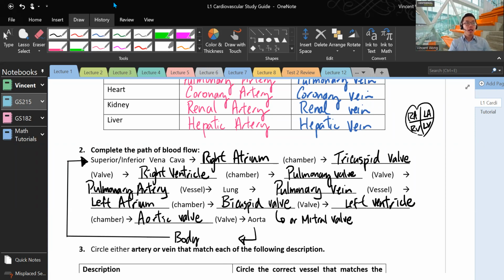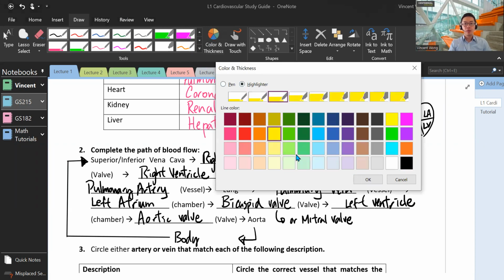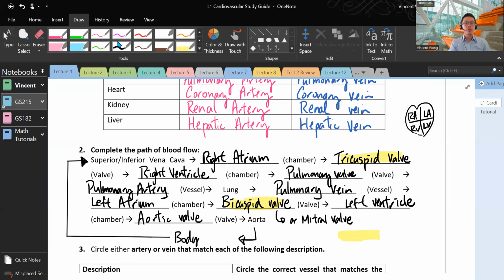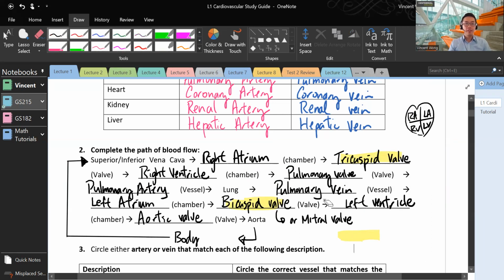Okay, let's highlight some of these things. For example, we can highlight the tricuspid valve and the bicuspid valve. Collectively, what do we call these valves? Can anybody help me out here, please? Oh, thank you, Tyler. That is the AV valve. That's correct. Atrioventricular valve. They are a pair of valves that would be opening and closing at the same time.